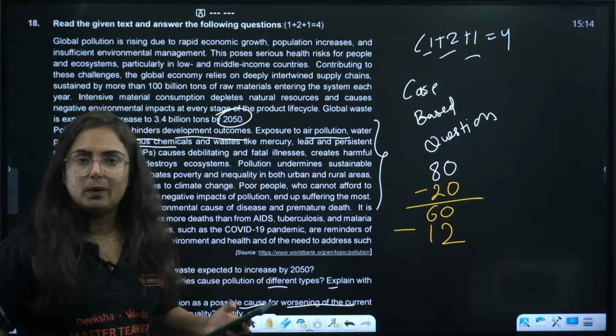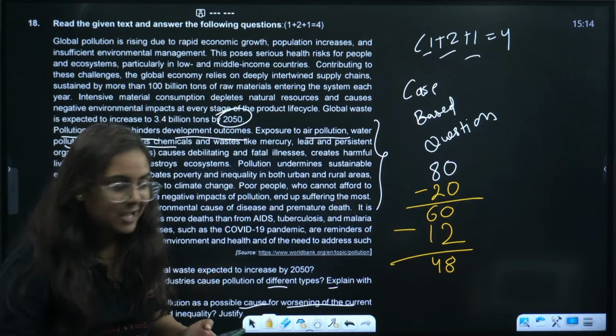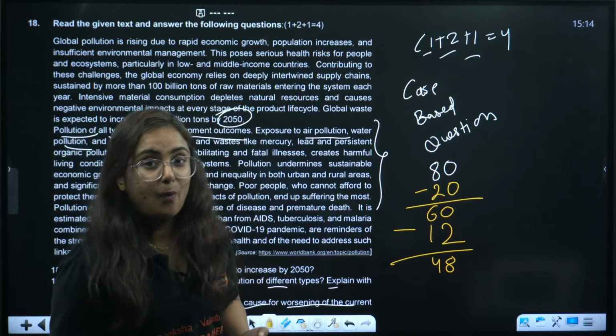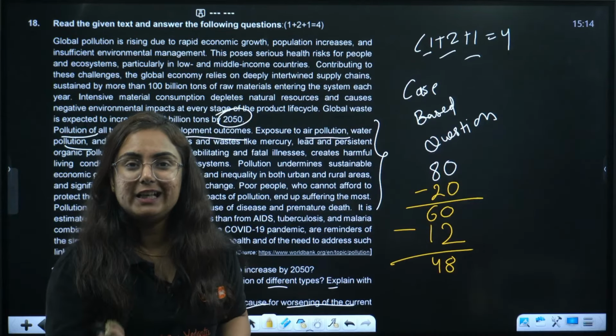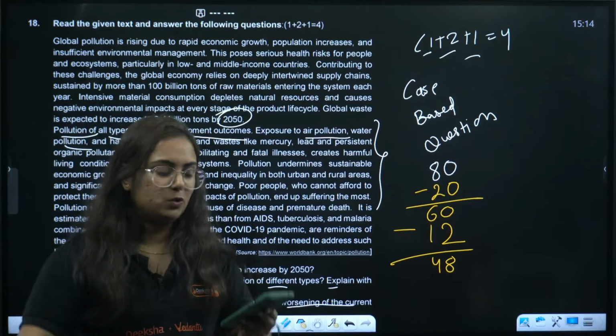Now, how many marks? 60 minus 12. Tell me, is it 48? Yes, it is 48. I think my maths is good. So, 48. Now, one more short guaranteed mark which you have. Tell me, what's that? Short guaranteed marks. What is that?